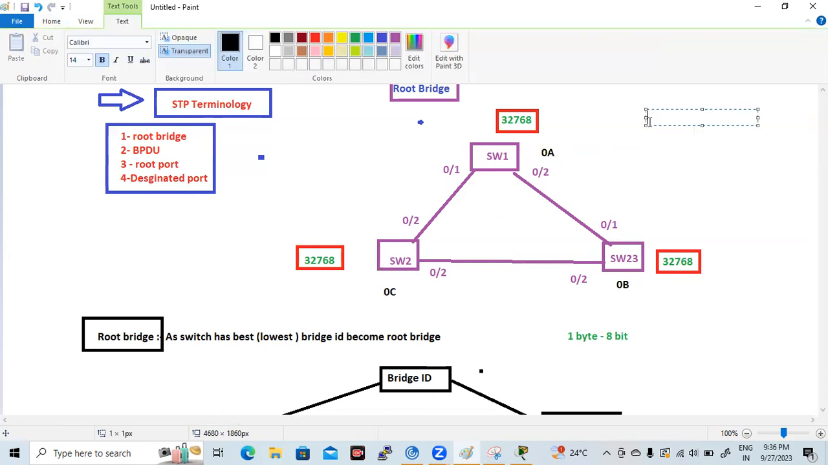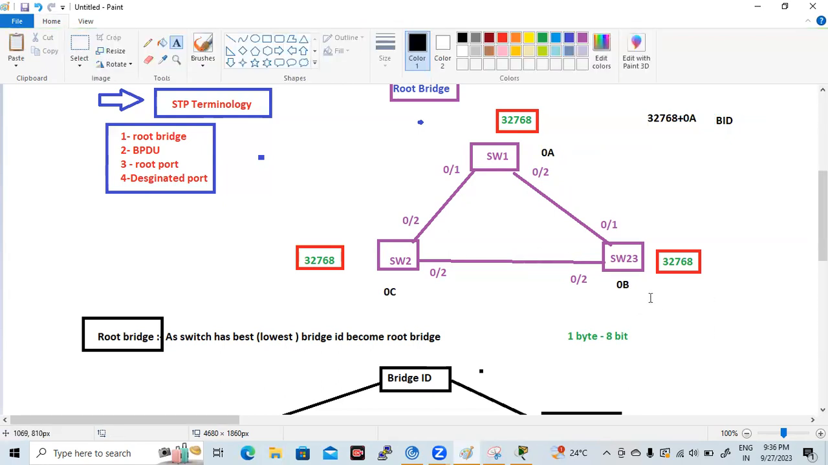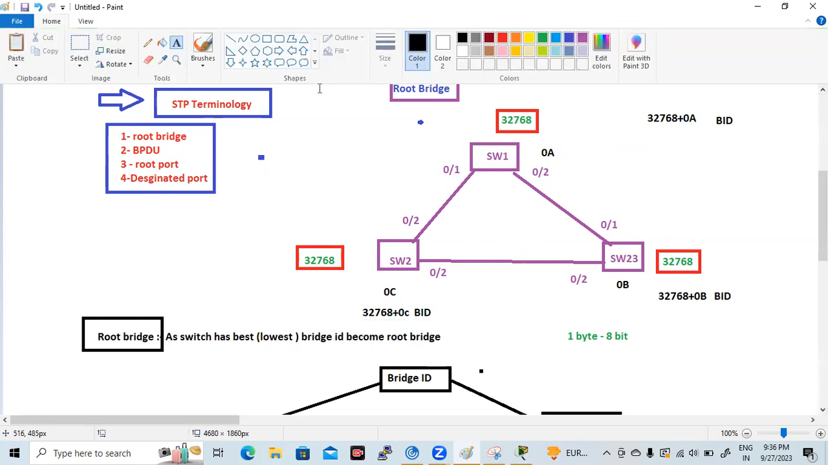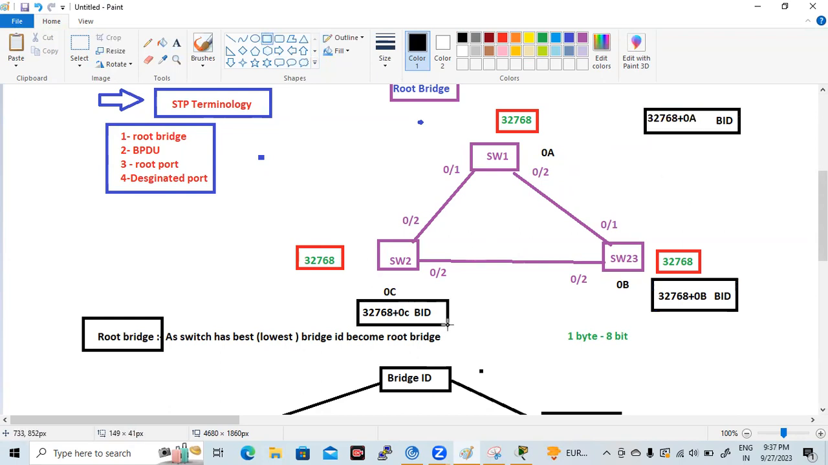Priority plus MAC address means 32768 plus 0A. This is the bridge ID for switch 1. 32768 plus 0B is the bridge ID for switch 2. And 32768 plus 0C is the bridge ID for switch 3.